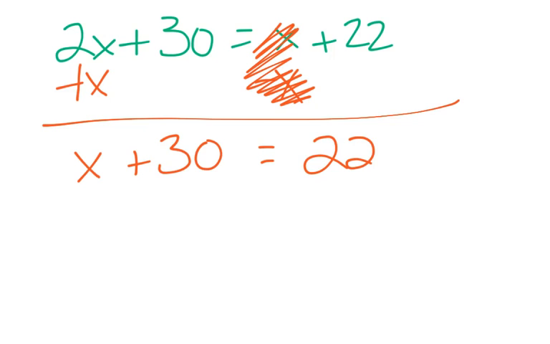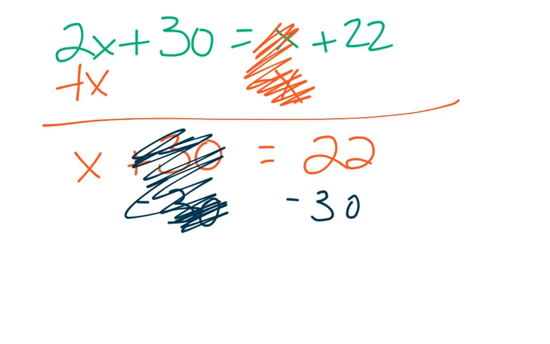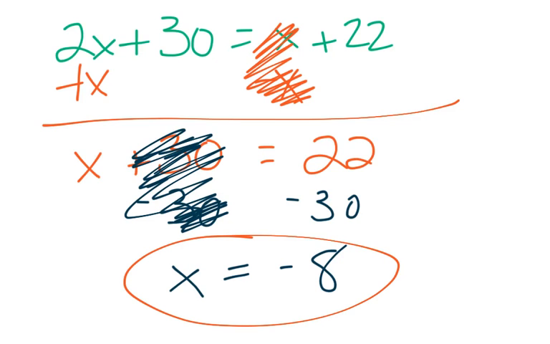I can either put the 1, or I don't have to. I'm not going to write it, but you can if you want. So now I have x plus 30 equals 22. I'm going to subtract 30 from both sides. These 30s go away, and I'm left with x equals 22 minus 30 would give me a negative 8. So my answer is x equals negative 8.